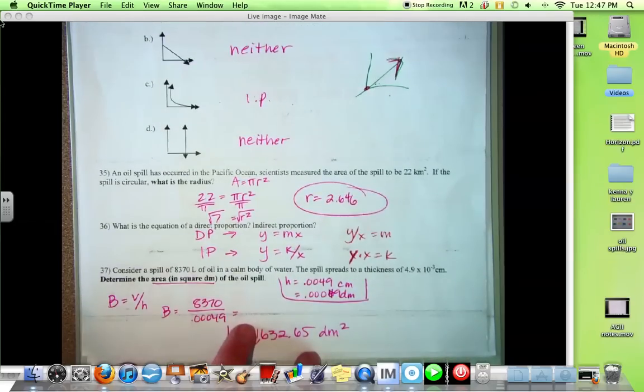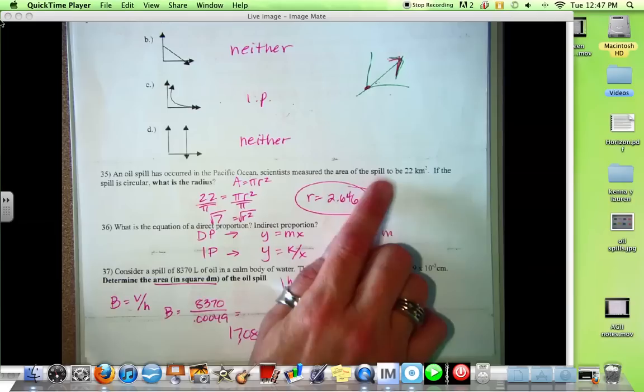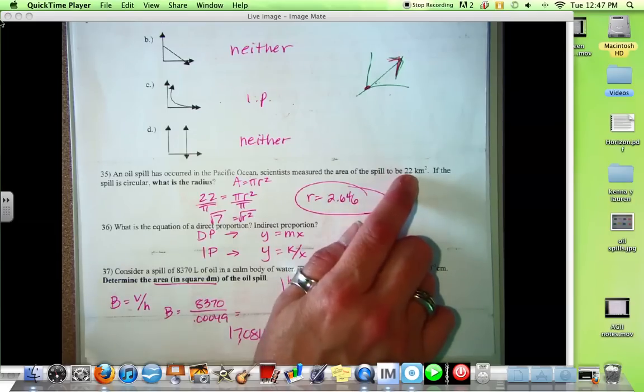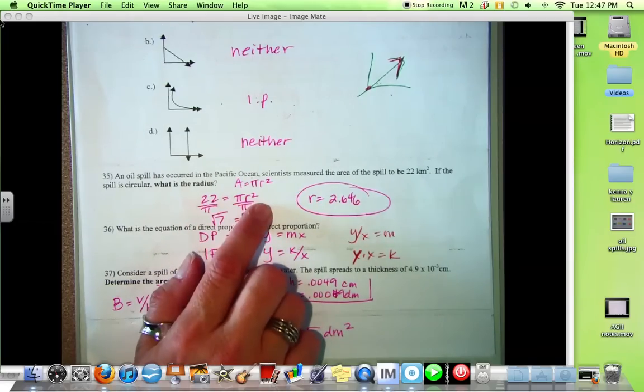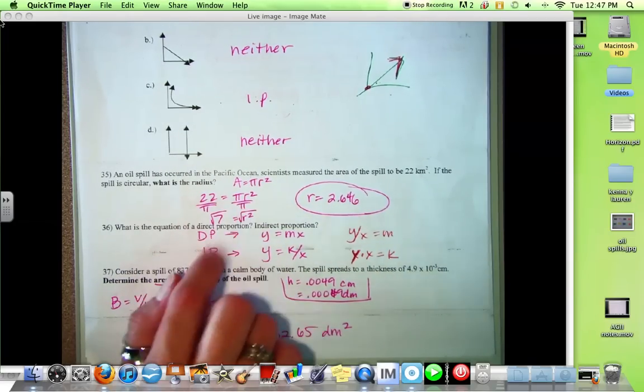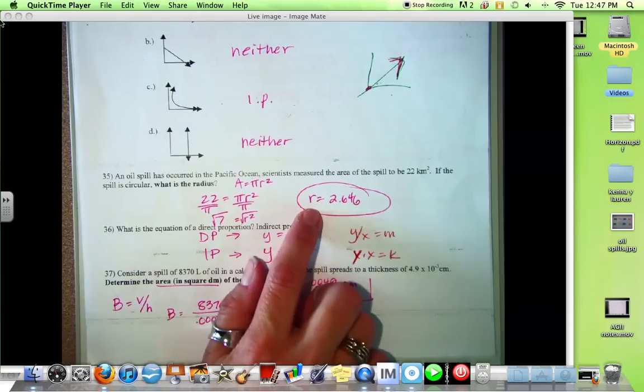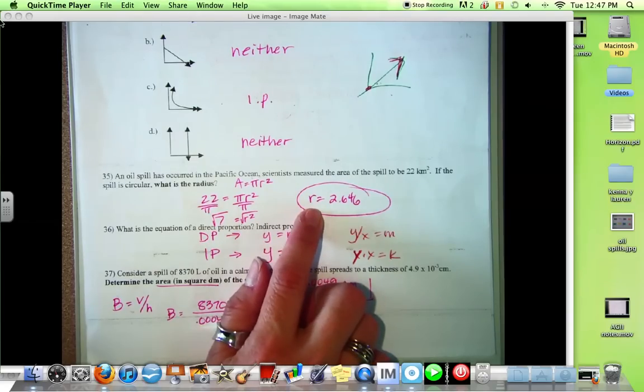What is the radius? You are given the area of the spill to be 22 kilometers squared. So 22 equals pi r squared. Divide both sides by pi. Take the square root, and the radius is approximately 2.646.